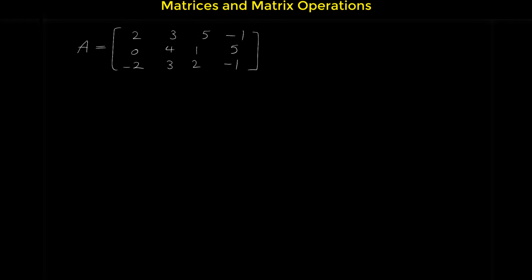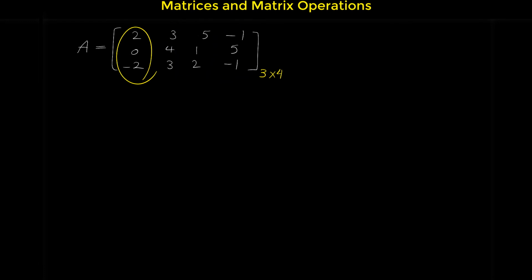Every matrix has a size. But what is the size of a matrix? The size of a matrix is the number of rows and the columns of that matrix. For example, here we have a 3 by 4 matrix because in this example we have 3 rows, as you can see, and we have 4 columns.